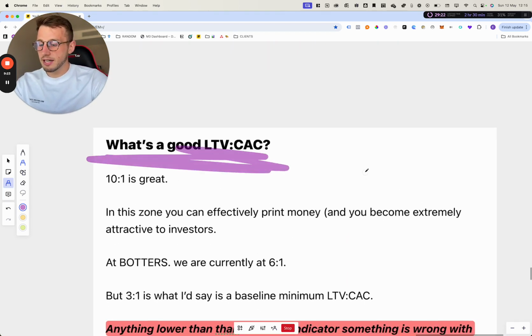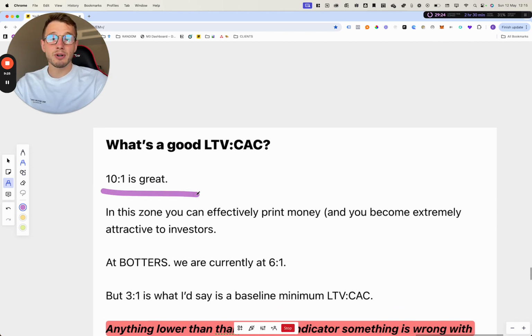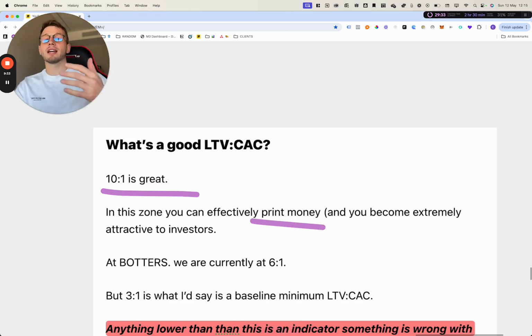What is a good LTV CAC? That is a very good question. 10 to 1 is like unbelievable. Anything above that, you're basically printing money. And at this point, you become extremely attractive to investors. So your actual multiple you would get goes up significantly if this is an LTV CAC that you've got.